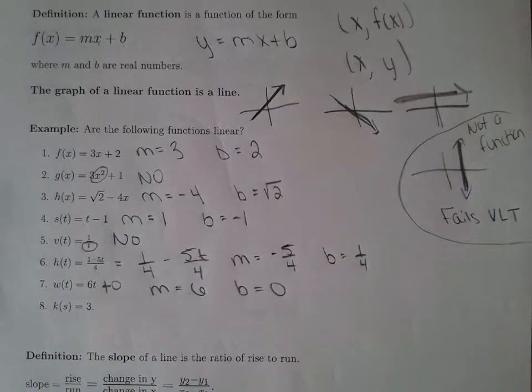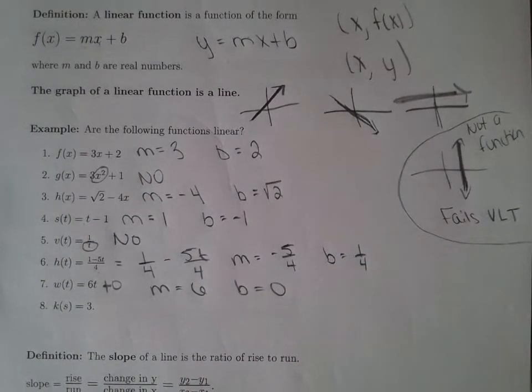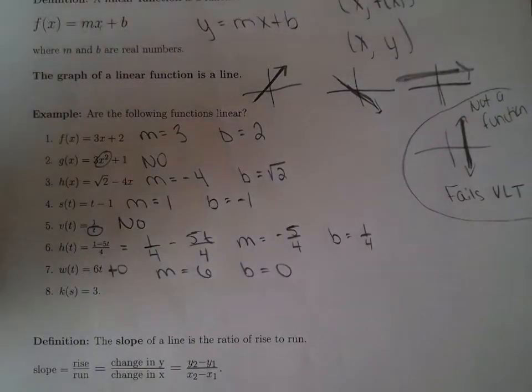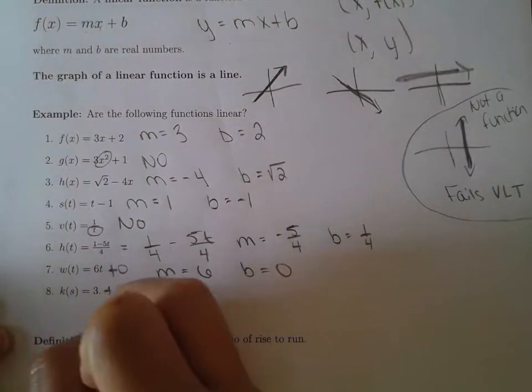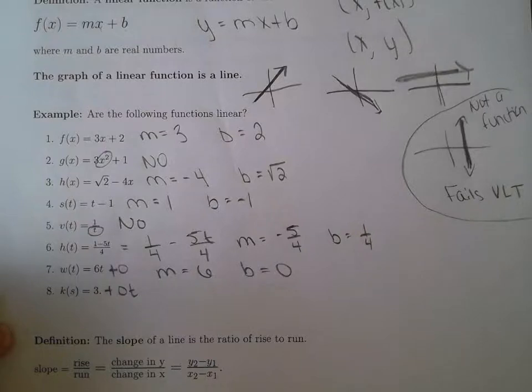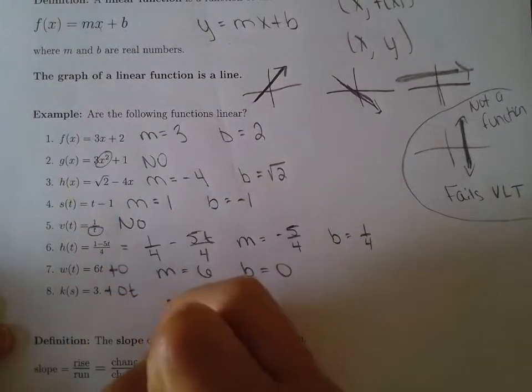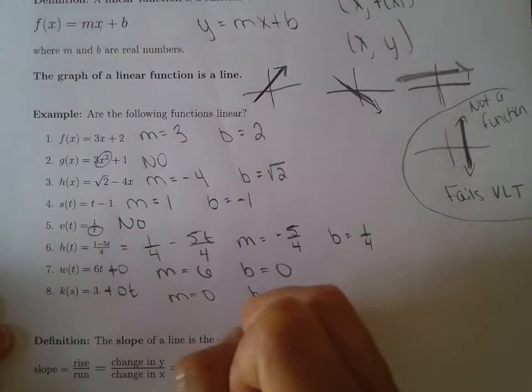And then number 8, k of s equals 3. Again, you might say, well, it's missing the variable altogether, but you can add in 0t, right? So 3 plus 0t is still just 3, so you haven't changed the function. So here m would be 0 and b is 3.